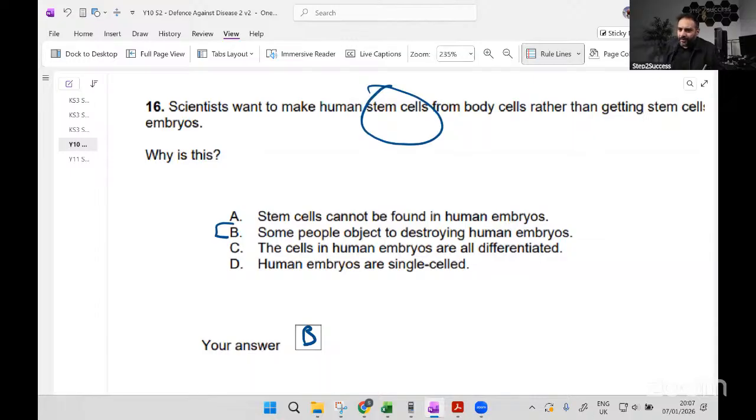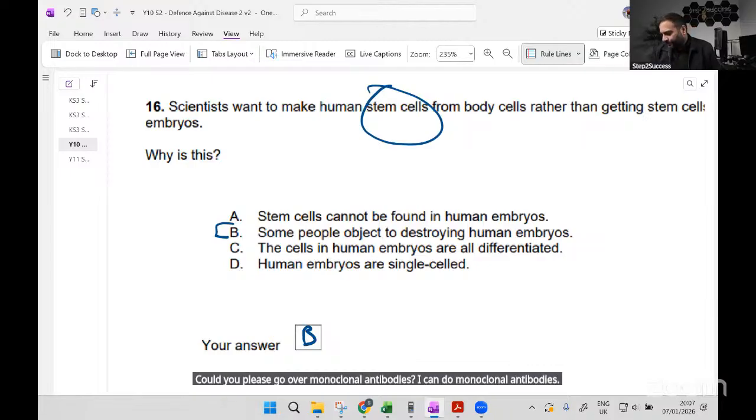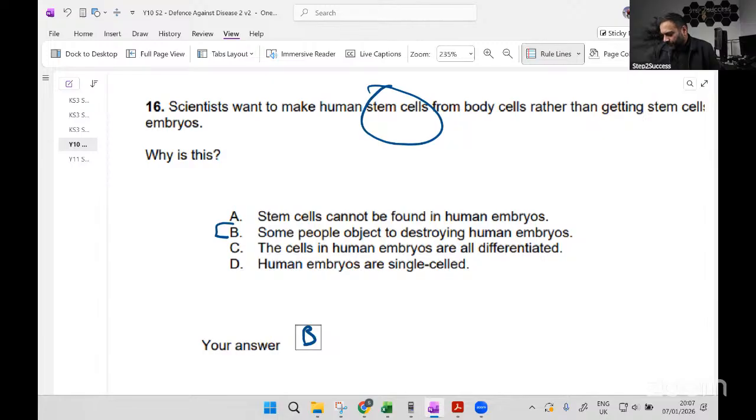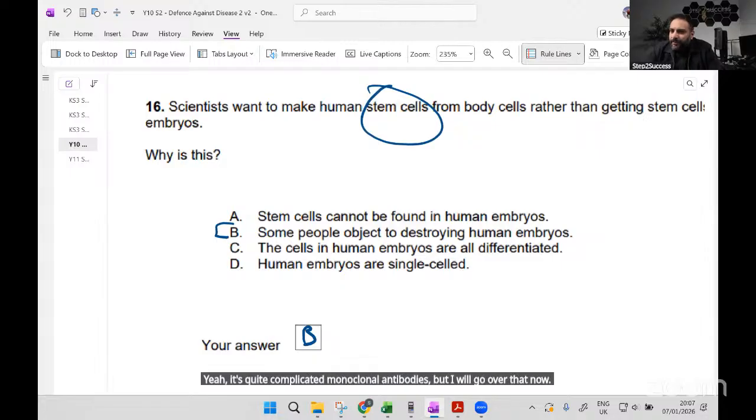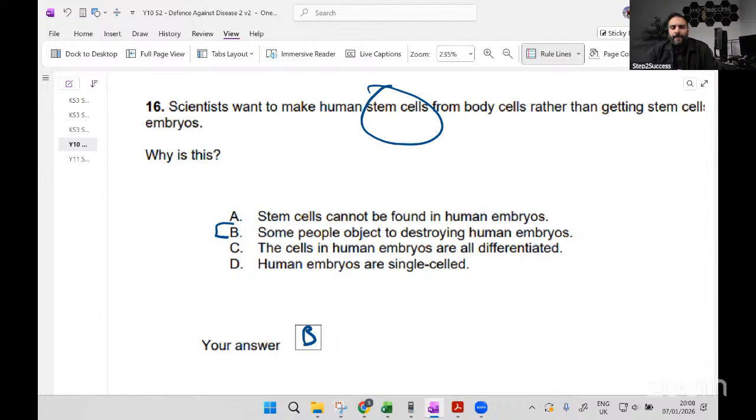Could you please go over monoclonal antibodies? I can do monoclonal antibodies. Yeah, it's quite complicated, monoclonal antibodies, but I will go over that now. Surface area to volume ratio and what it means. Well, yeah, I'll talk about that in a second as well. Okay, assuming there's no other major questions here, but if you do have them, then keep asking them.